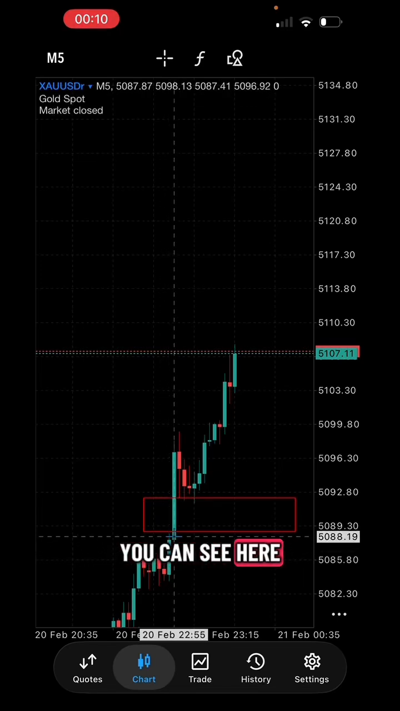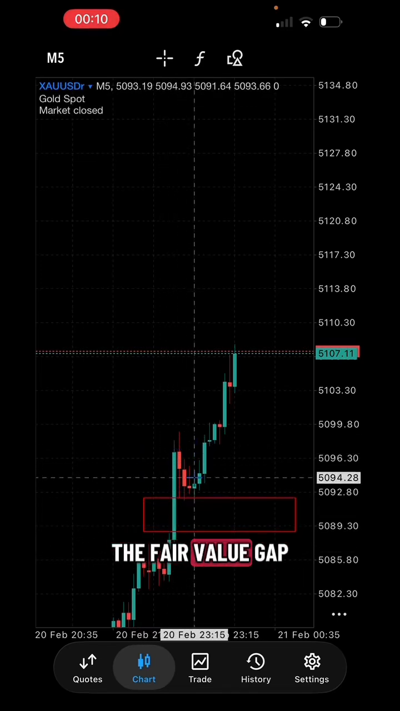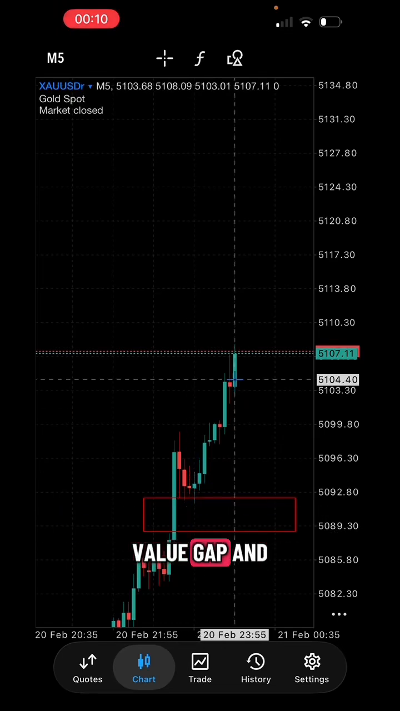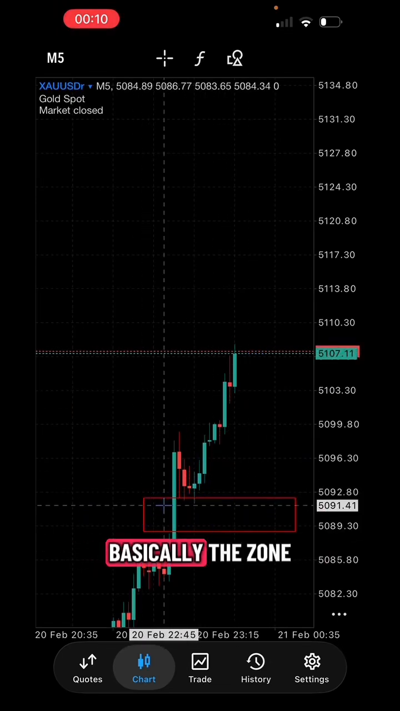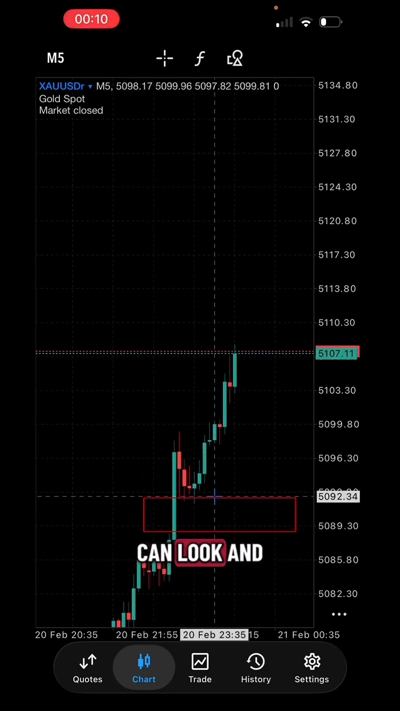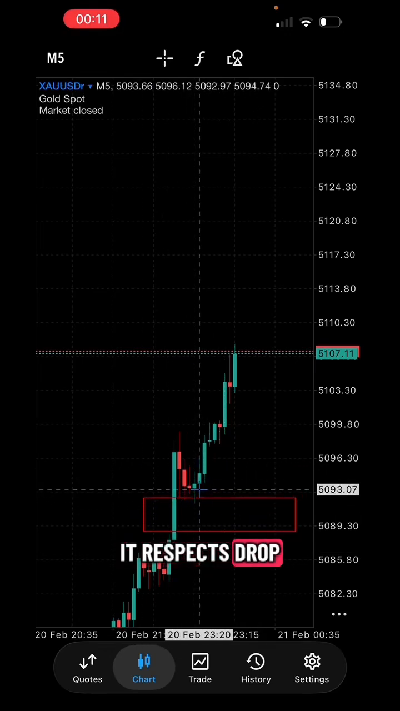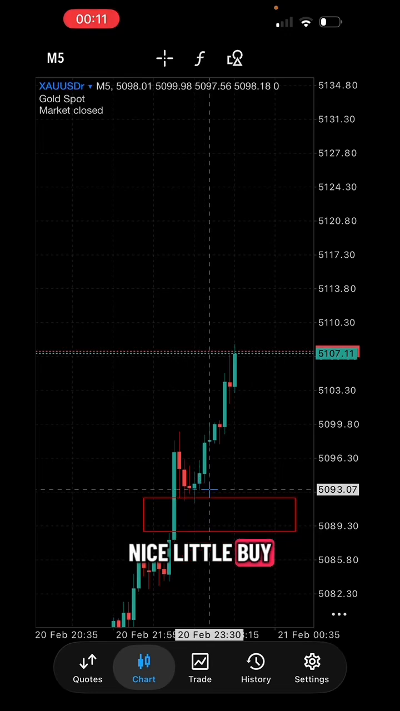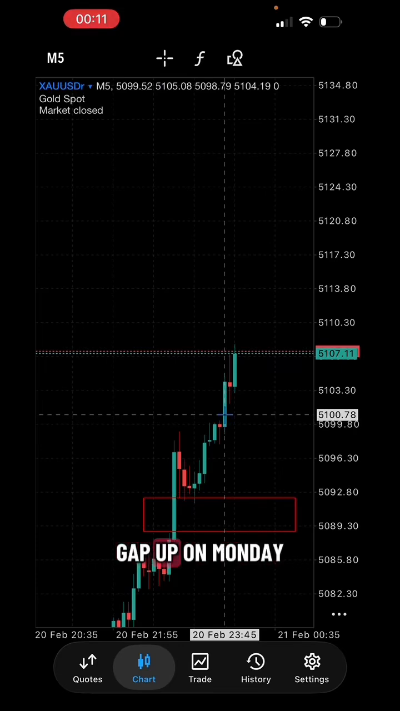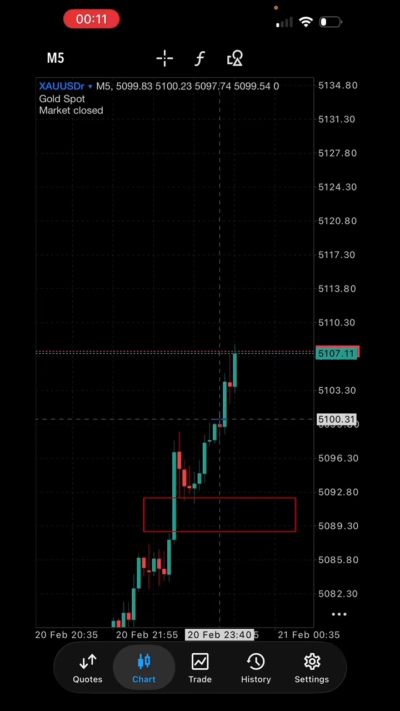So as you can see here, we formed this fair value gap. We came back into the fair value gap, and then we continued buying. Basically, the zone is where you can look for it to respect, and then after it respects, you have entered a buy here, nice little buy, which we are actually in at the moment. We bought from that fair value gap. Me and Azim are currently in buys from that fair value gap, and we will be looking for a gap up on Monday.